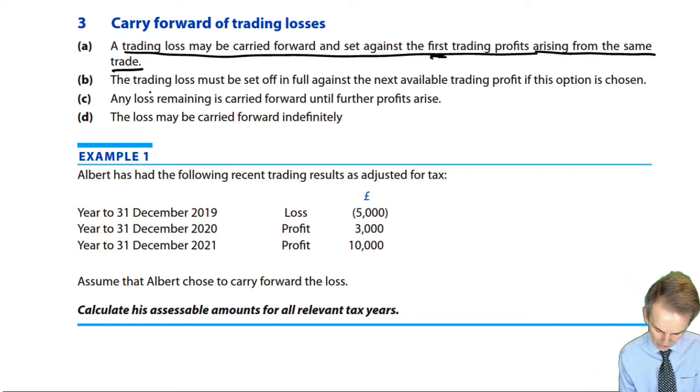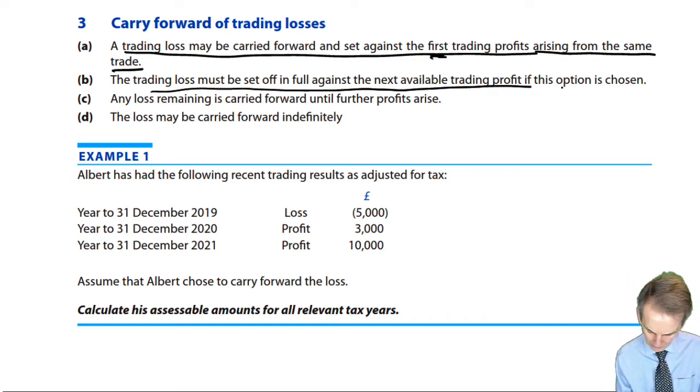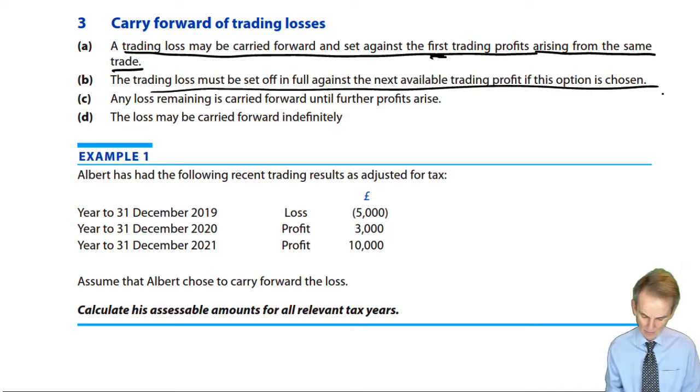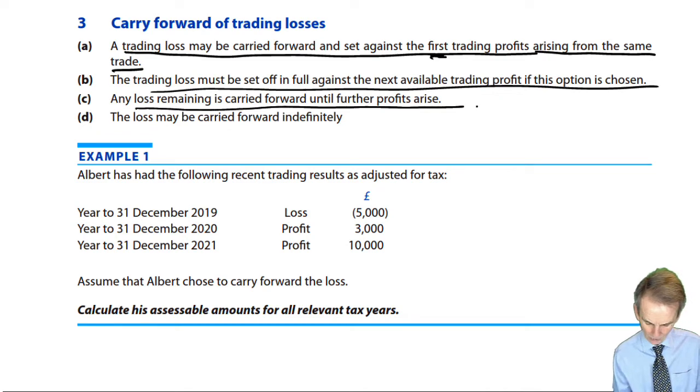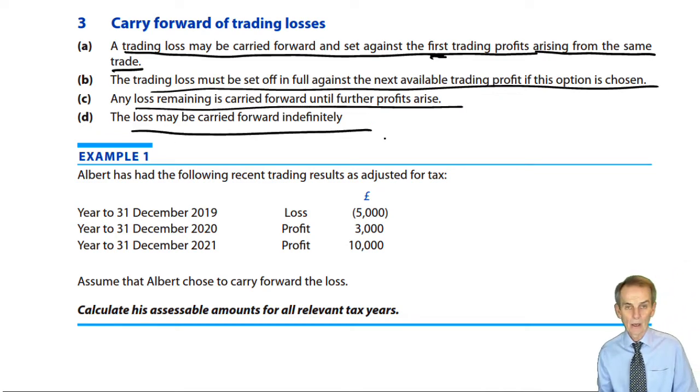The trading losses we just said there must be set off in full against the next available trading profits. Any loss remaining is carried forward until further profits arise. The loss may be carried forward indefinitely, of course, until such time that the trade ceases to trade there. There's nothing else that you can do after that.